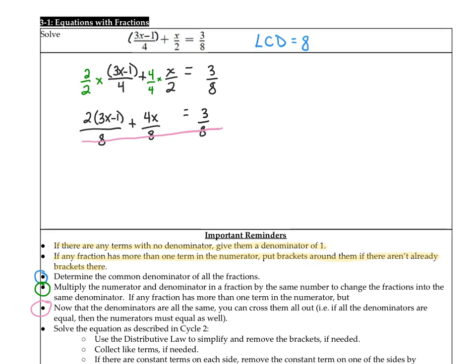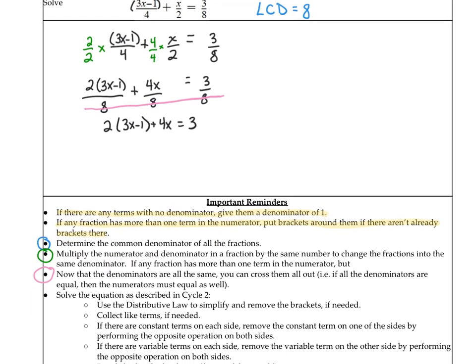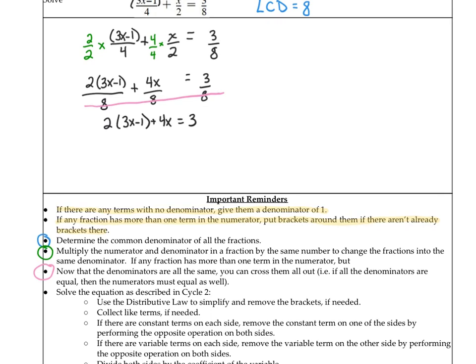And then you are just left with an equation that we had last cycle. So no more denominators. Now you're going to solve them the same way that we did in Unit 3. First thing, use the distributive law to simplify and remove brackets if needed.